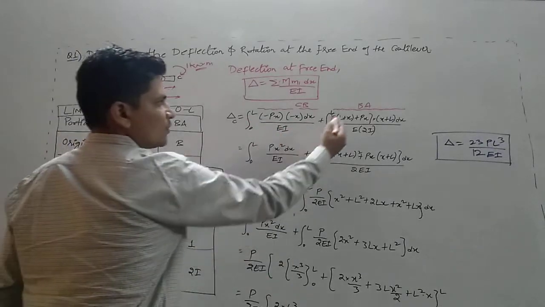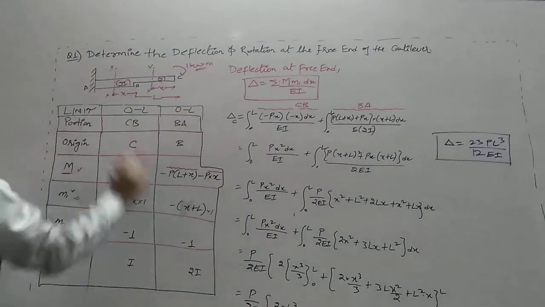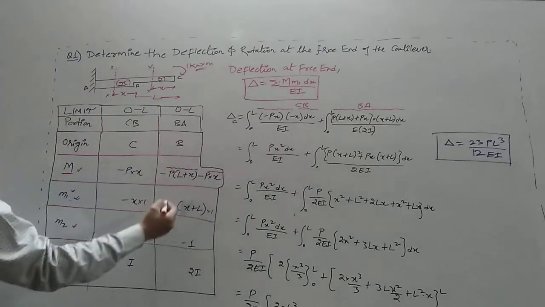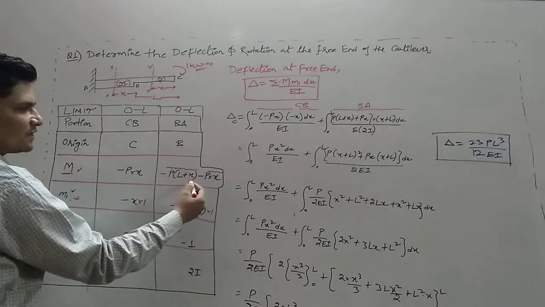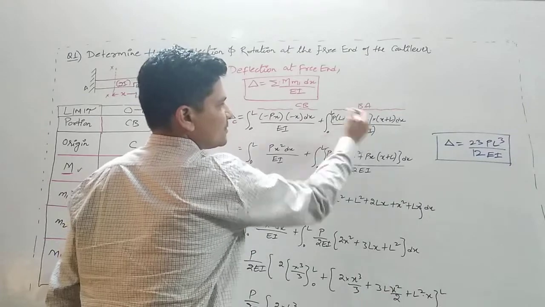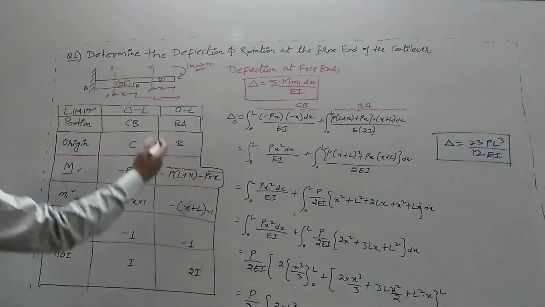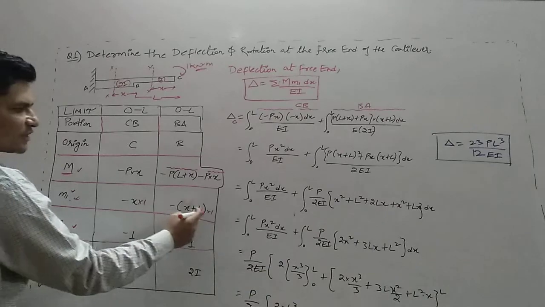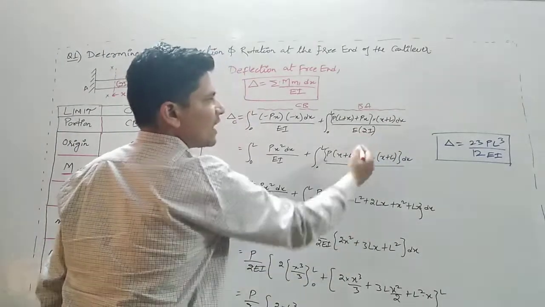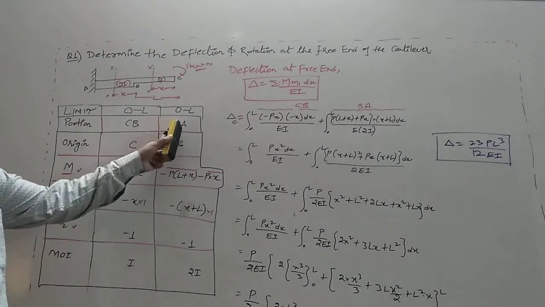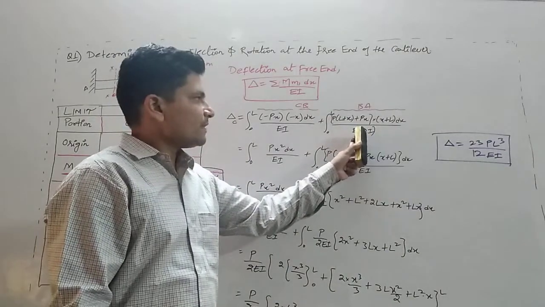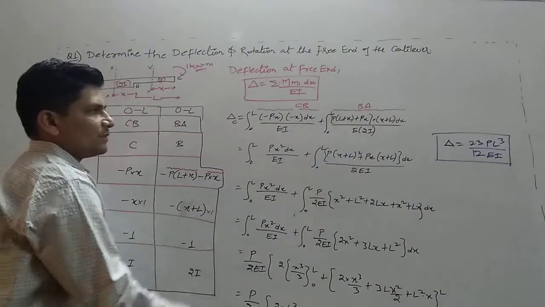Plus, for the BA portion, we apply the same formula from 0 to L. The M value for this BA portion is minus P into L plus X, or minus P into X plus L in common form. The M1 value for this BA portion is minus X plus L, so it is X plus L. Now dx upon EI, where the I value for the BA portion is 2I, so EI becomes 2EI. You have to keep this in mind.